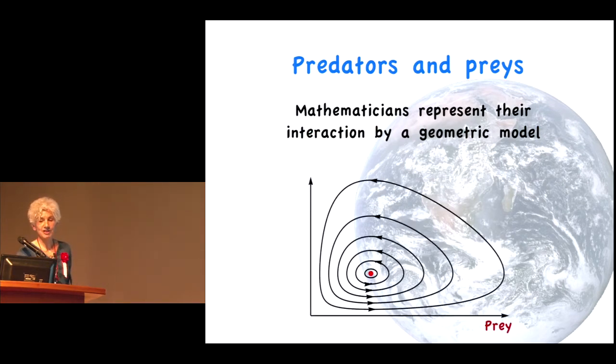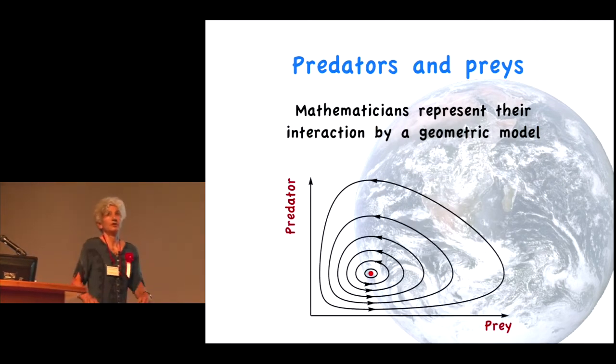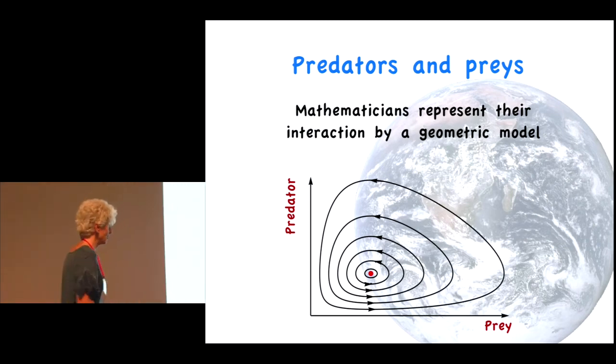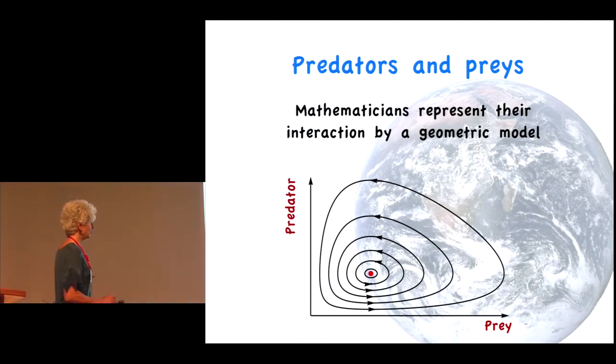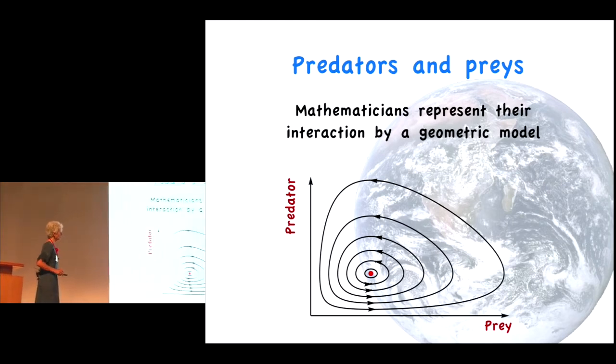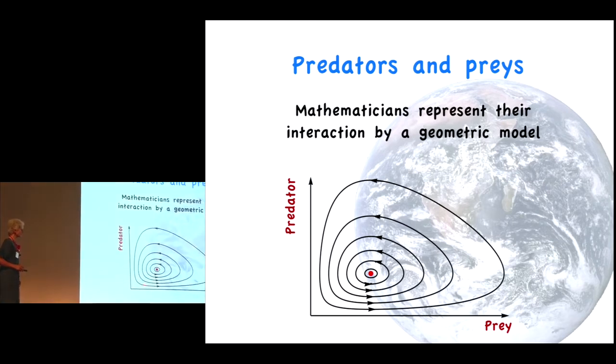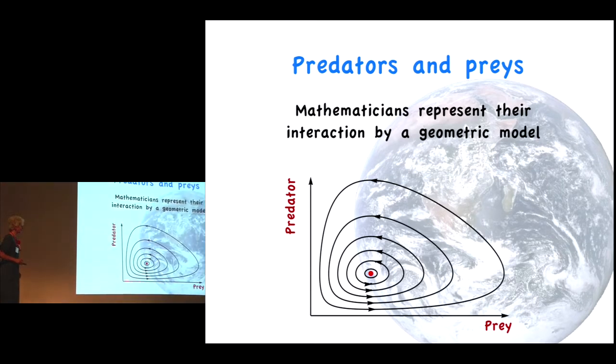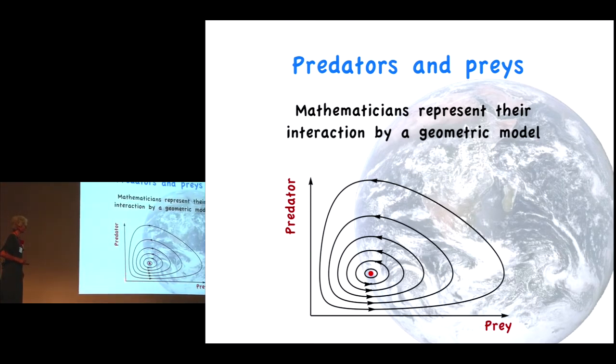So mathematicians like to draw pictures to explain. So this is a picture, for instance, for the interaction between a predator and a prey. So suppose I am here. That means this is my quantity of prey. This is my quantity of predator.